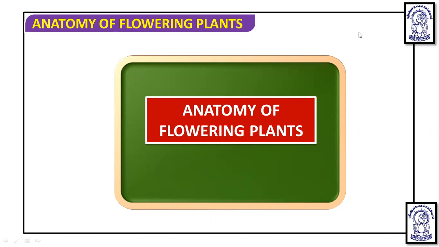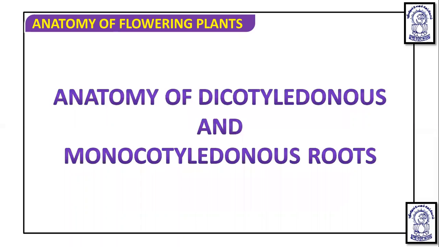Now, all these things are there, but their arrangement varies in monocot as well as dicot. And in monocot and dicot also, it varies in the structures of root, stem and leaf. That comparison we need to discuss from now onwards. So today we are going to discuss the anatomy of dicot and monocot root first, then the dicot and monocot stem, then the anatomy of dicot and monocot leaf.